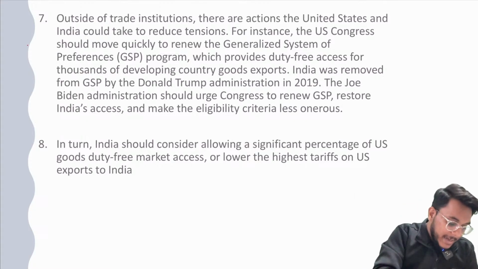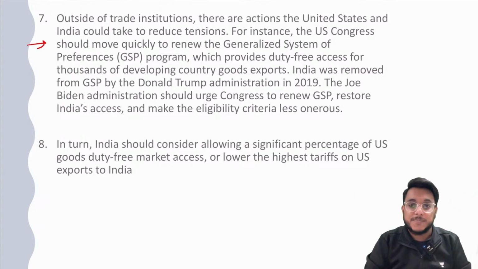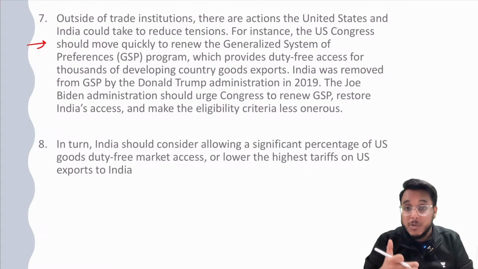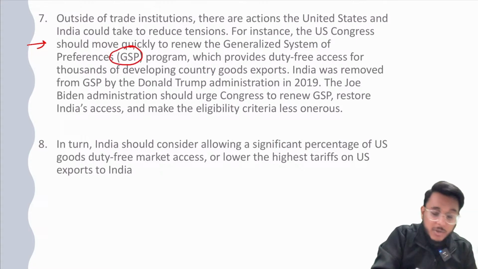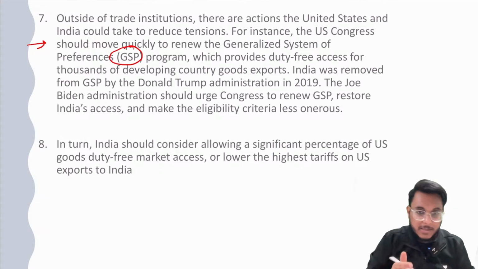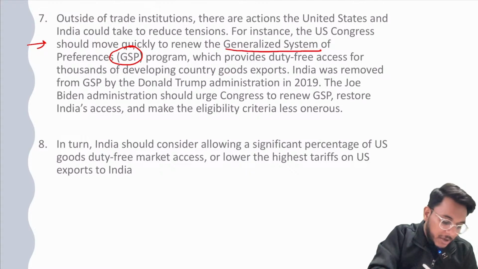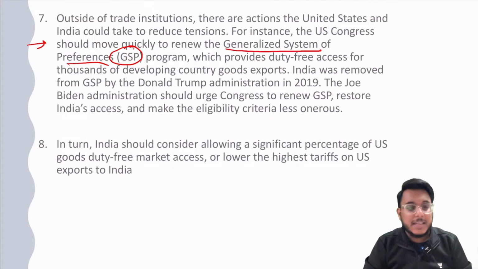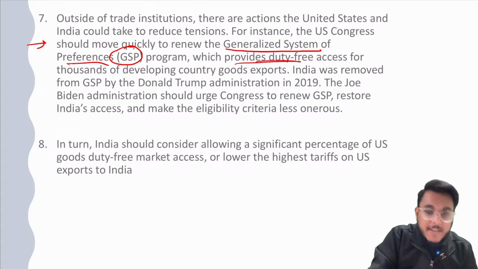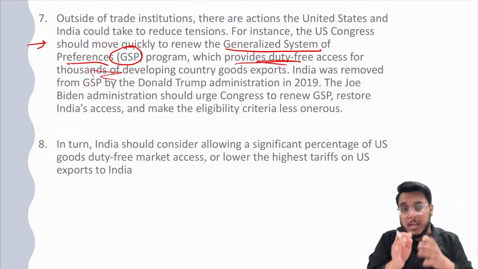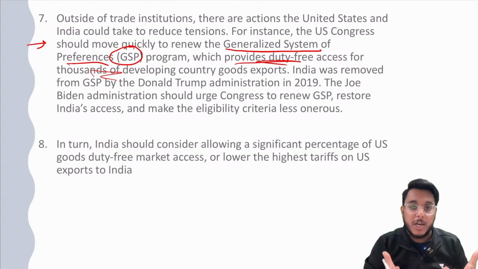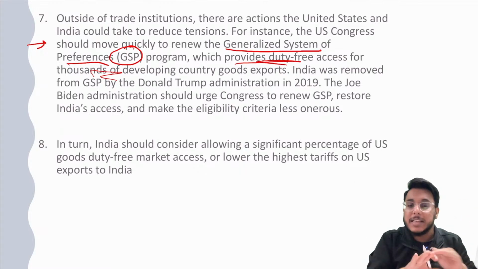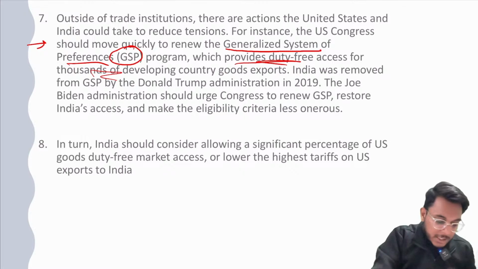The next thing coming in this direction is that the USA should also consider India's continuation of the GSP program. Now, what is this GSP? GSP stands for Generalized System of Preferences. Under the Generalized System of Preferences, duty-free access to thousands of goods coming from developing countries was provided. So many goods from India, particularly iron, steel and many such things, when they were going to the USA, had no duty imposed. That was the GSP program.